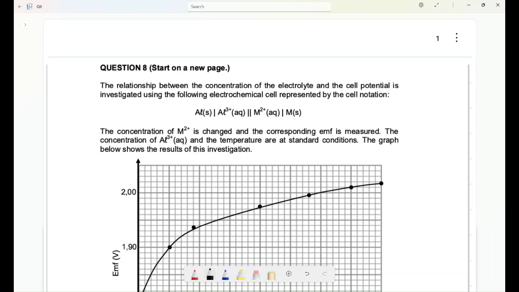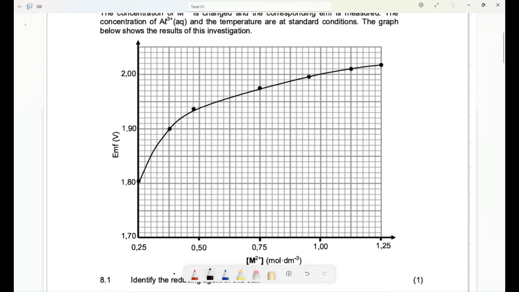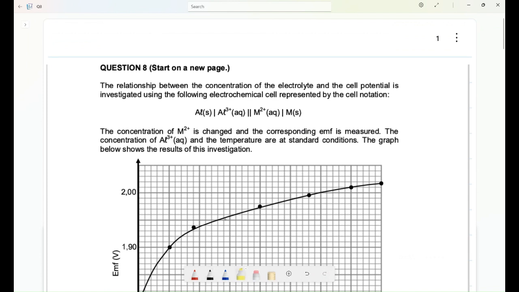Now let's look at electrochemistry. It says the relationship between the concentration of an electrolyte and a cell potential is investigated using the electrochemical cell represented by the cell notation. Now remember, before the salt bridge we have the anode. After the salt bridge, this is the cathode.